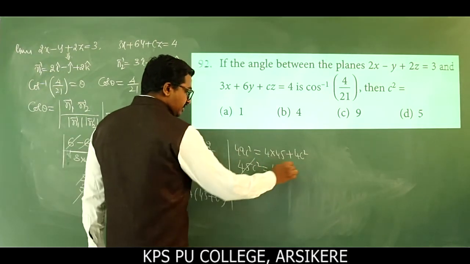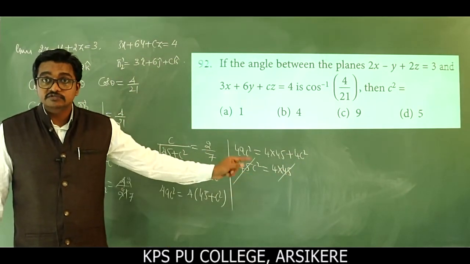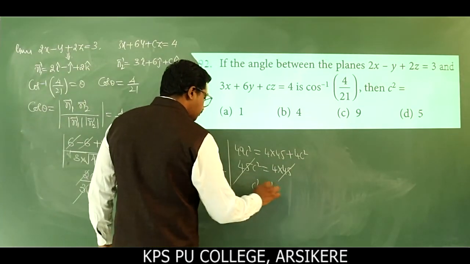After simplification, 45 and 45 get cancelled because they are multiplied together. This is not 4 plus 45, this is 4 into 45. So what we have is c square is equal to 4. This is our answer.